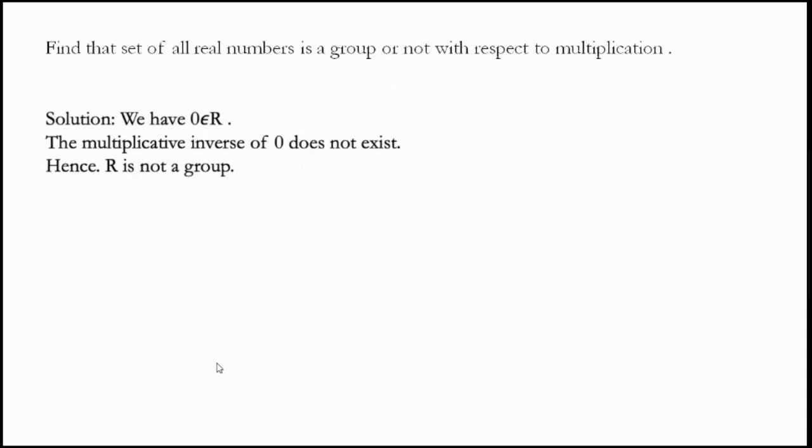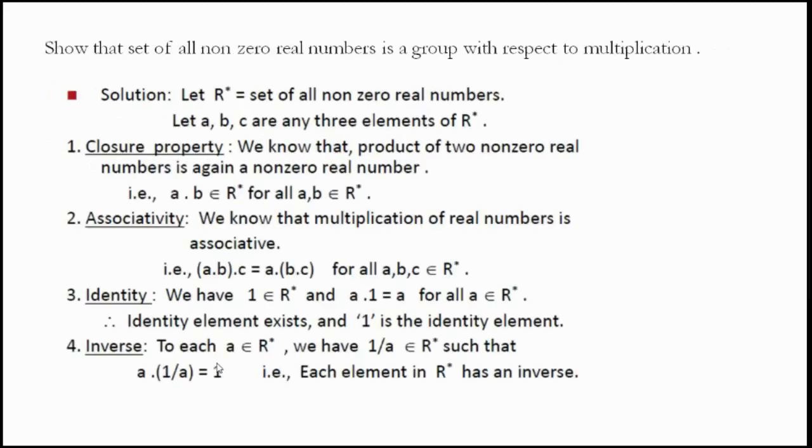So we have 0 belongs to R. The multiplicative inverse of 0 does not exist. Hence, R, that is the set of real numbers, is not a group. Previously, we have seen the set of non-zero real numbers. When you say real numbers, 0 will also be included in that.